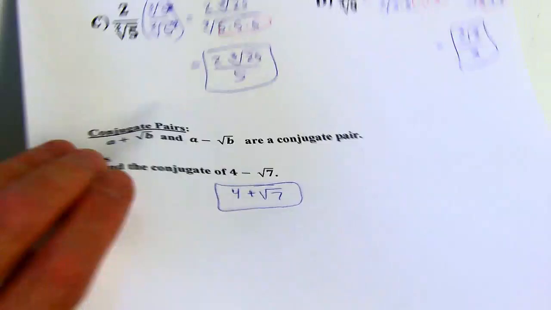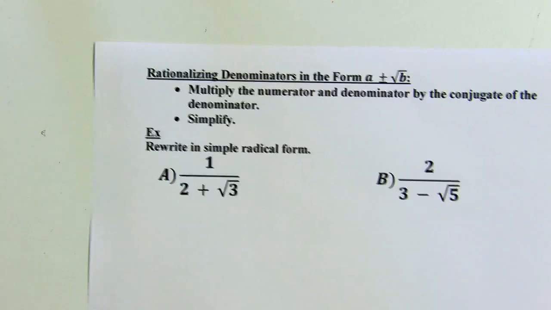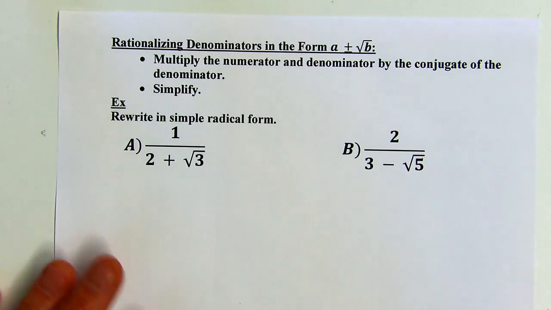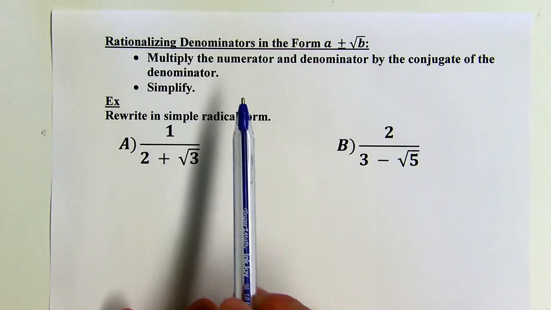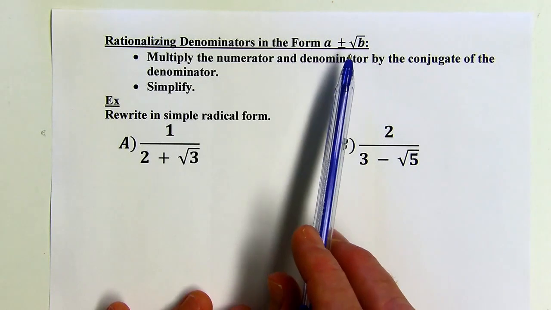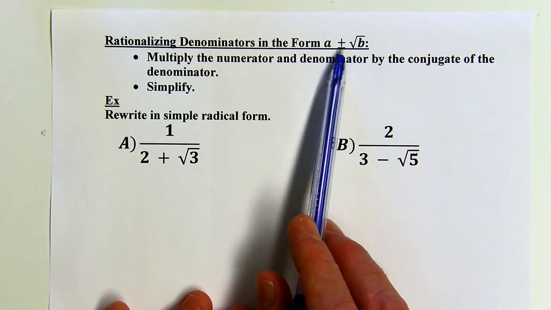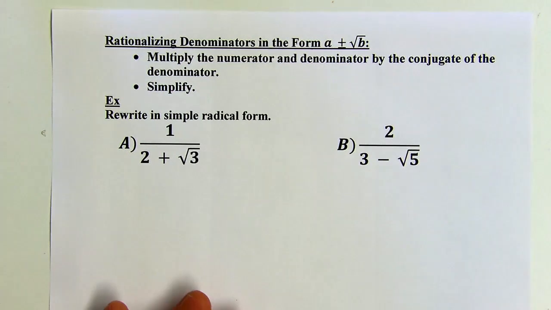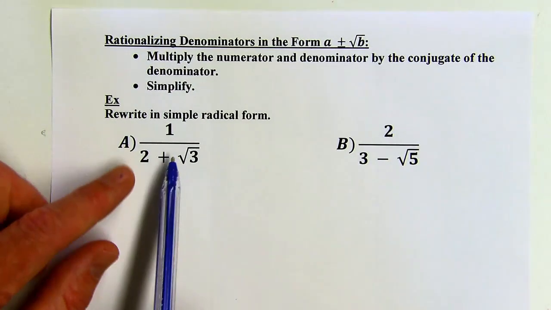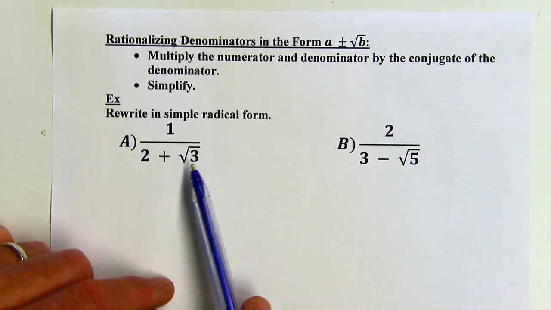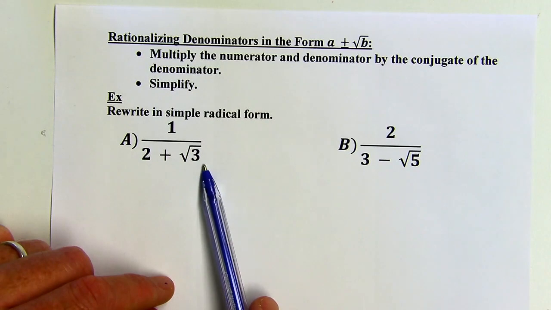All right, last set of problems. There's a lot in this section. Okay, rationalizing denominators in the form a plus or minus square root of b. That's supposed to be plus or minus there. Okay, so on a problem like this, there's a radical in the denominator, and that's not in simple radical form then.